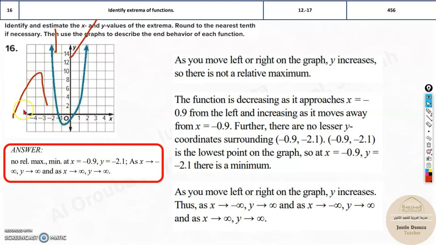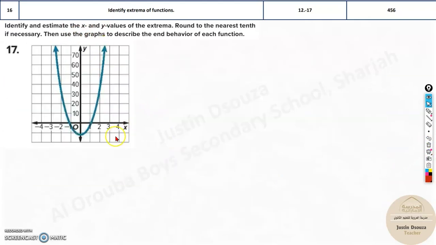And end behavior: as x tends to negative infinity, the y value is positive infinity, and again as x tends to positive infinity, y is above, so it's positive infinity. In the same way, please do the other problems.